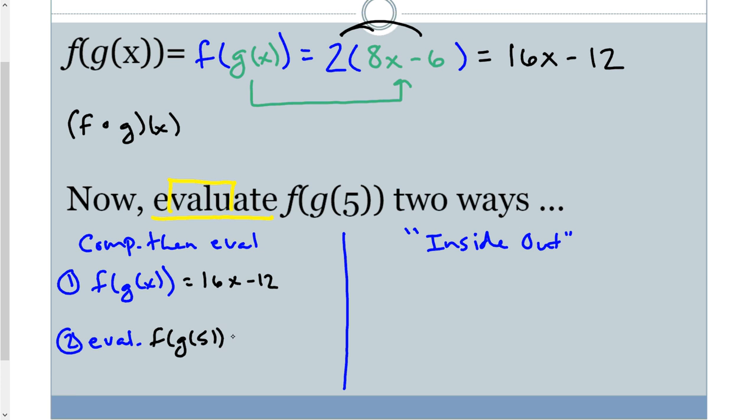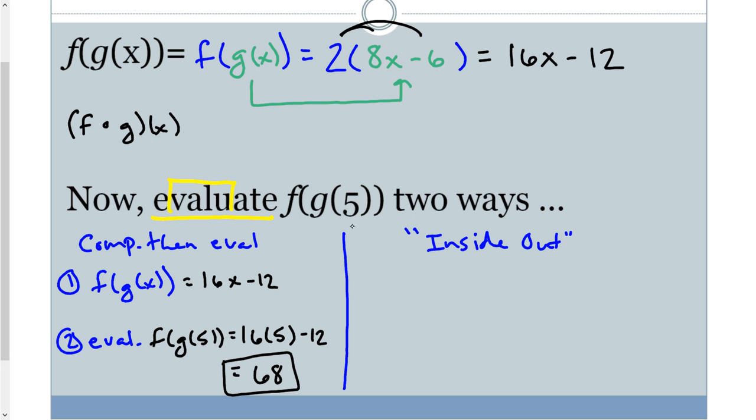And if we wanted to evaluate that at, say, 5, we'd be doing f of g of 5. Well, then I would just make 5 my input value, and I would get 16 times 5 minus 12. Well, 16 times 5 could be a big number. If you want to use a calculator, use a calculator. If you want to use that big, beautiful brain of yours, use that. But if we do 16 times 5 and subtract 12, we end up with 68. So that's one way that we can evaluate a function composition.